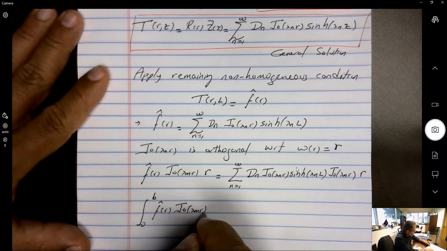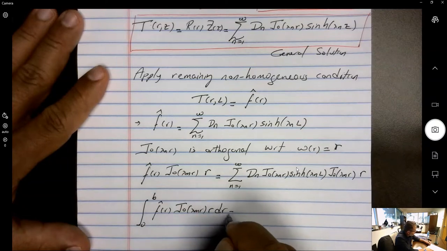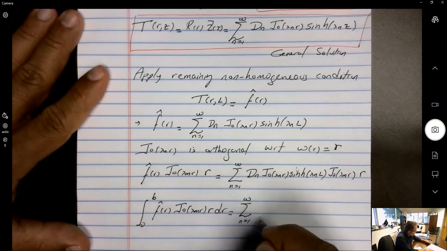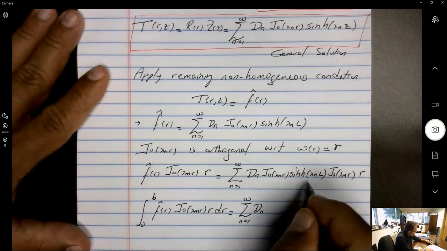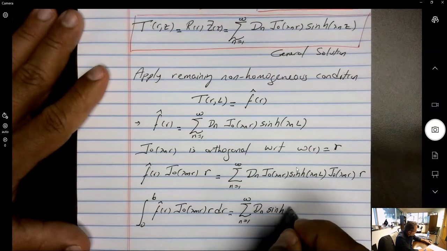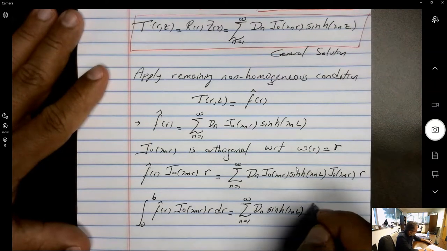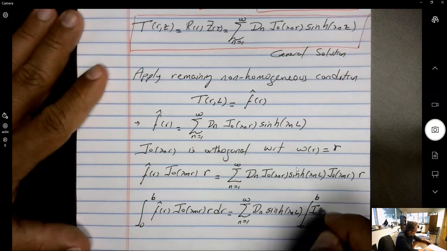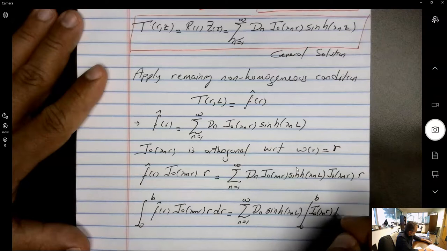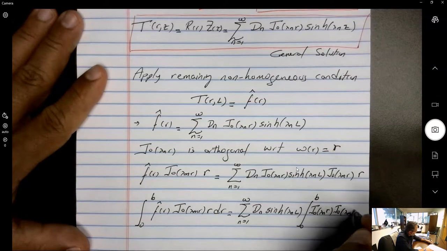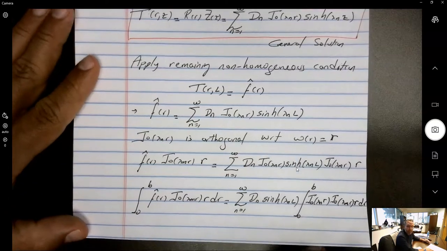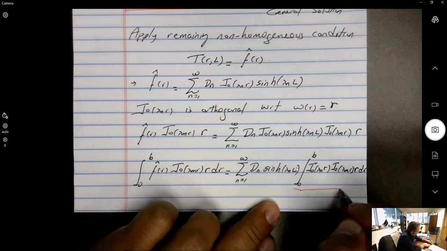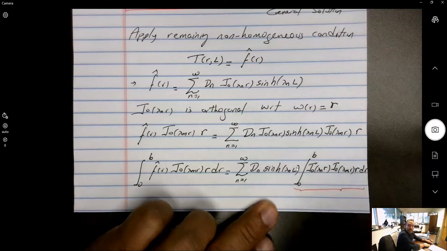J0 of lambda m r, r dr is equal to, and then we integrate the right hand side, but that passes right through this summation. And I'm going to move the sine hyperbolic over to the front of the integral. This is not affected by an integral from 0 to b in the r direction. So this will be J0 of lambda n r, J0 of lambda m r, r dr. And this right here is the norm, only when n is equal to m.